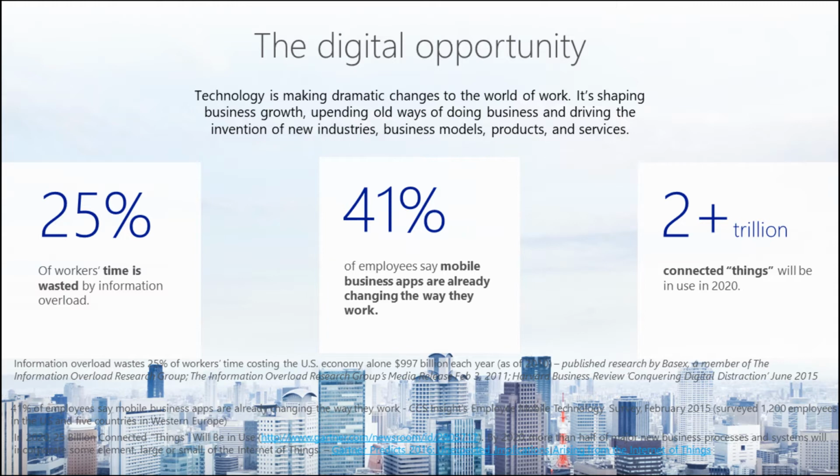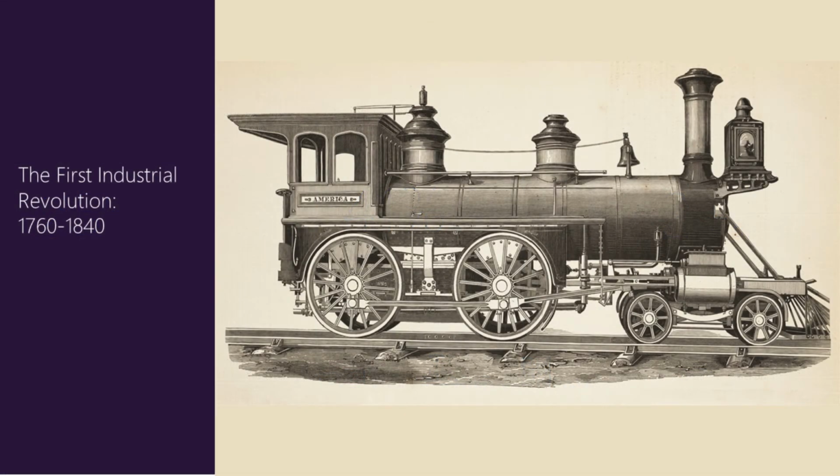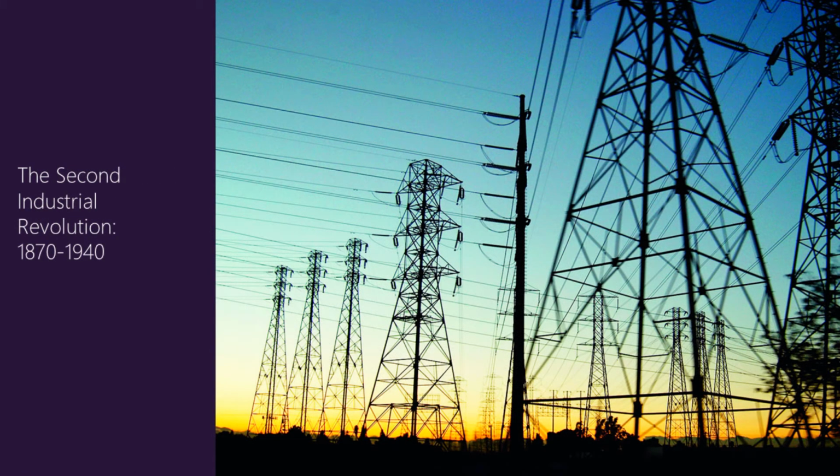Before we really dive into what cloud solutions are, I would like to go to the slide about the first industrial revolution that took place between 1760 and 1840, where you can see this image of a steam engine. This first revolution was created by this particular engine, which enabled people to travel faster than they could with the ride of a horse. The second industrial revolution occurred between 1870 and 1940, and it was possible through electricity that a lot of changes happened.